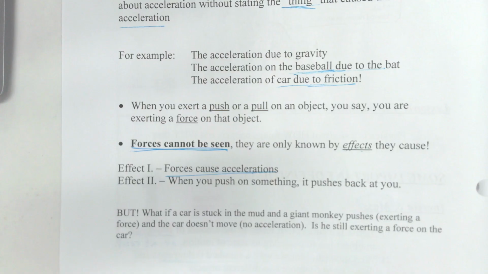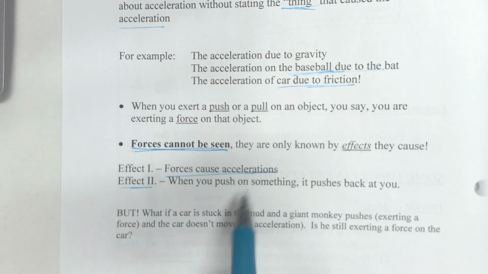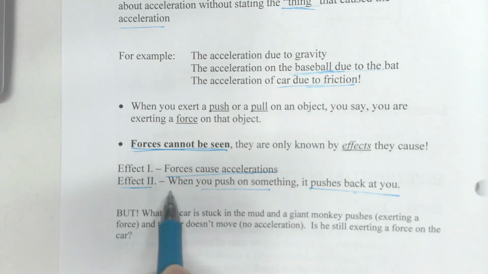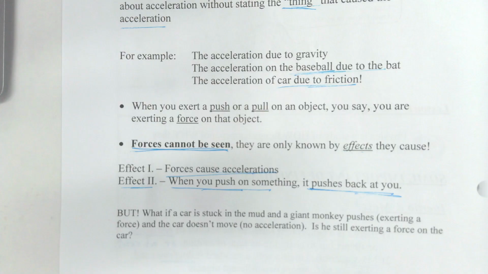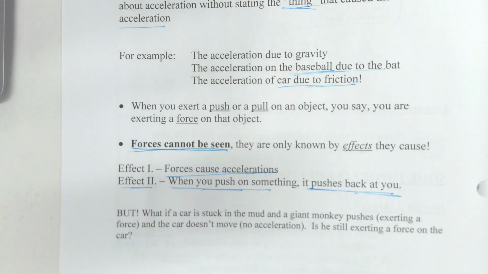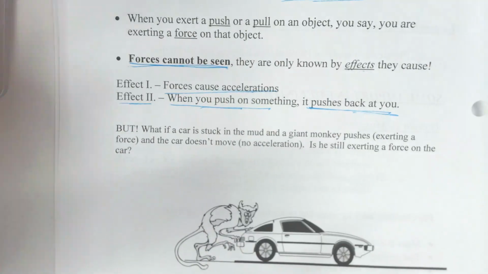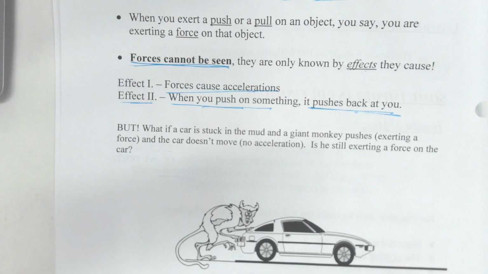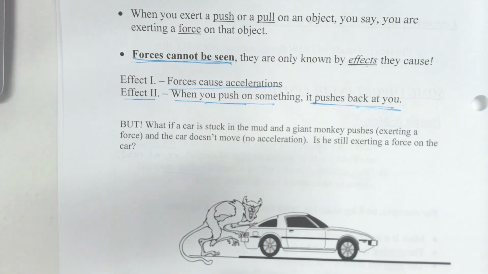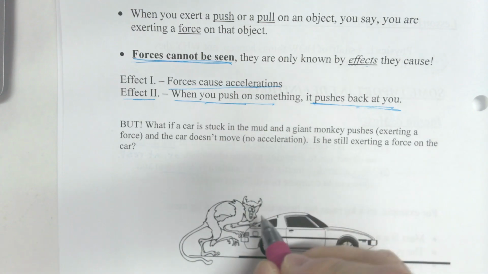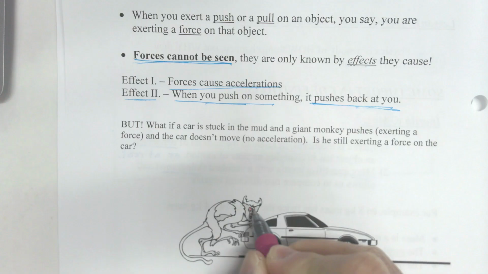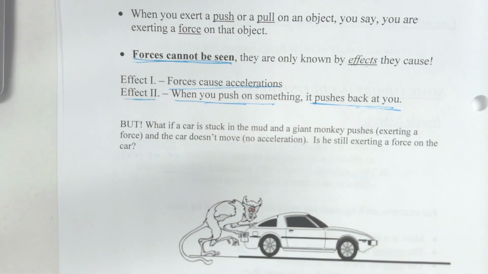And when you change its velocity, you are causing acceleration. Effect 2: when you push on something, it pushes back at you. We're going to have to talk about that a little bit more in detail later. But what if a car is stuck in the mud and a giant rat-tailed, owl-faced, bloodshot-eyed monkey pushes, which is exerting a force, and the car doesn't move? There's no acceleration.